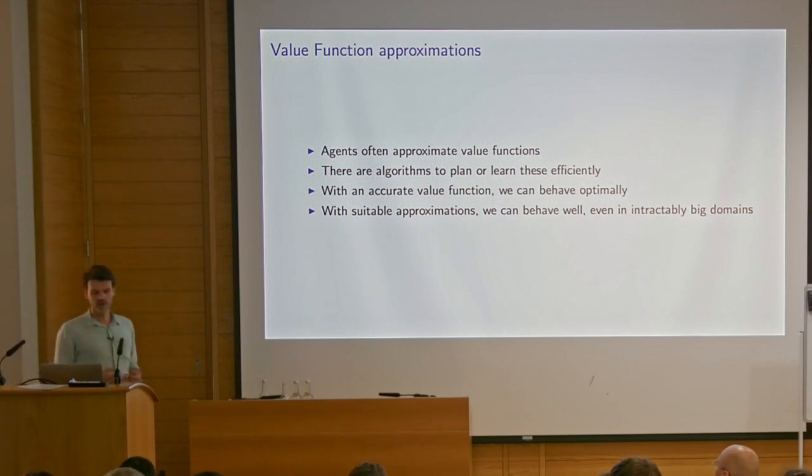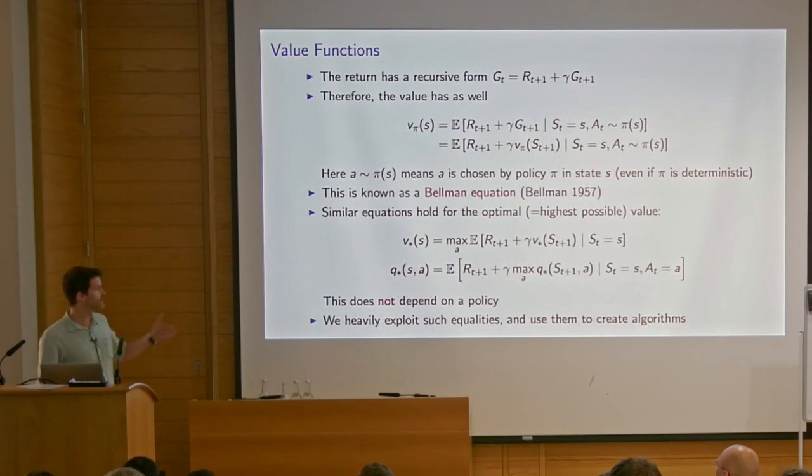And the reason why we care about those is that with an accurate value function, we can behave optimally. This might be the most obvious from the action value function there. If we have the optimal action value function, we can just pick the action with the highest value in every state, and this will be guaranteed to be the optimal policy for the problem.